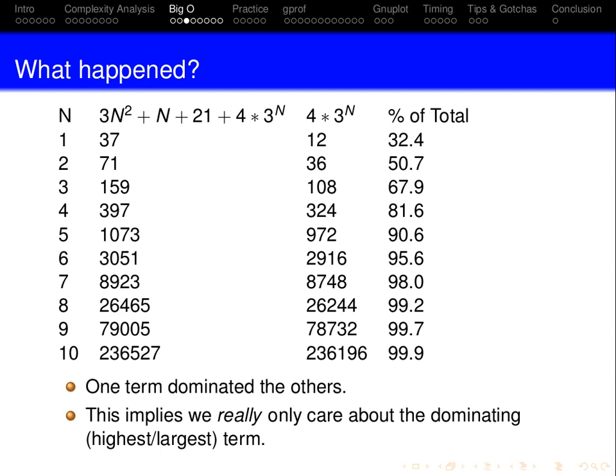All right, so here's what it comes down to. Notice that one term dominates the others. That 3 to the n is really dominating the rest of the terms. So this implies we really only care about the dominating, or the highest, term. So we can say one is an n squared algorithm and the other is an n algorithm. Obviously, we care more about n because if n becomes anything useful in size, the n algorithm is going to be faster.